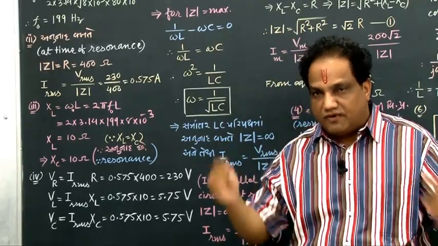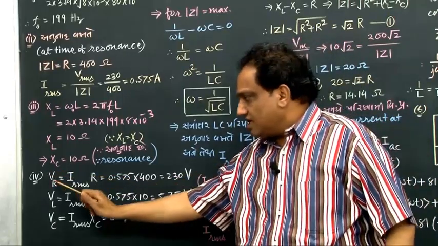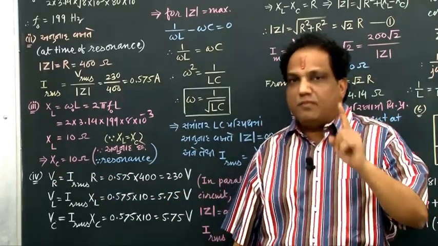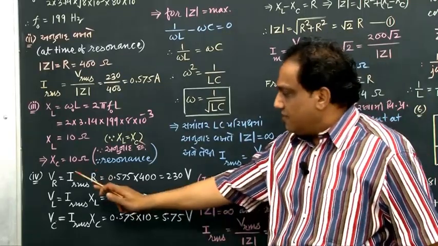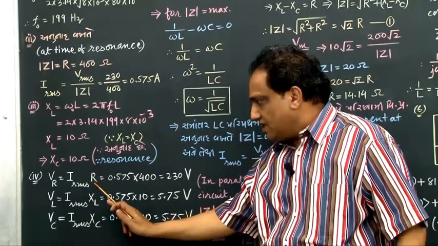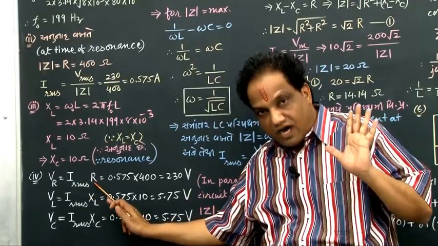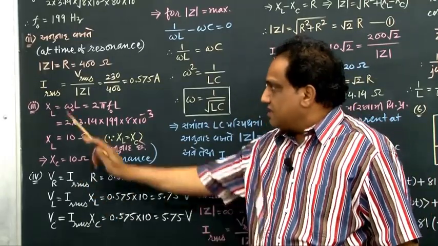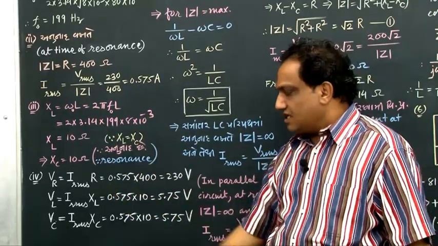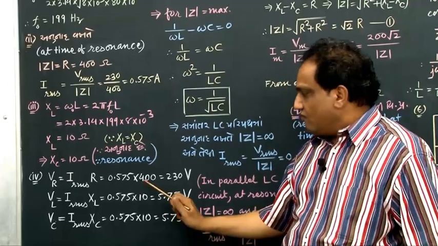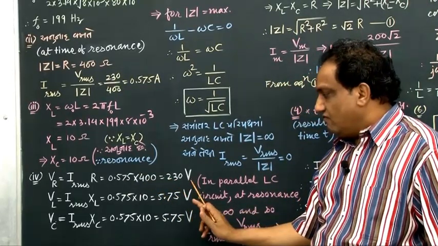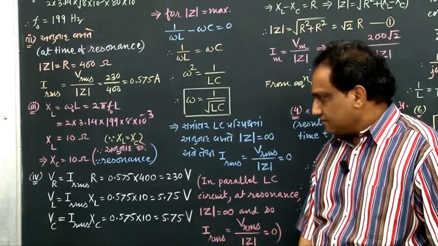Now they have asked voltages across the components, resistor, inductor and capacitor. Let us find out one by one. Voltage across resistor, according to Ohm's law, is current into resistance, but in case of AC circuit, current means RMS value of current, correct? So it is IRMS into resistance of the resistor, which is capital R. What about IRMS? IRMS is 0.575. What about resistance? They have given in the statement 400 ohm. This multiplication is 230 volt, correct?